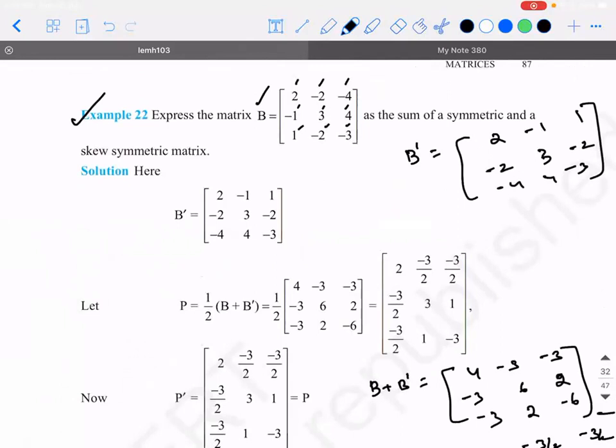See, that is not the question. Here, the question is not about asking you to verify. If you read the question carefully, they are not bothered about whether matrix B is a symmetric matrix. They want you to express the matrix B as the sum of a symmetric and skew symmetric matrix.